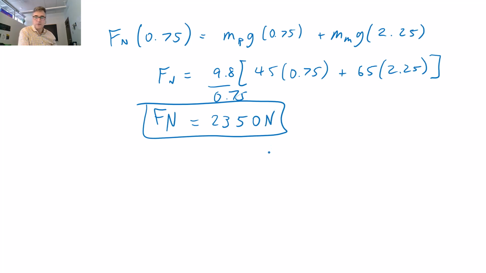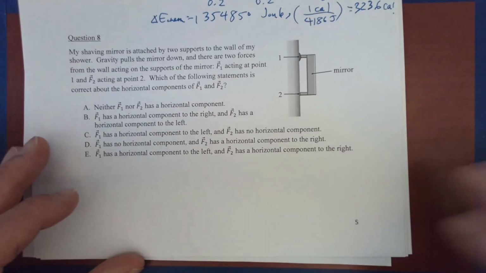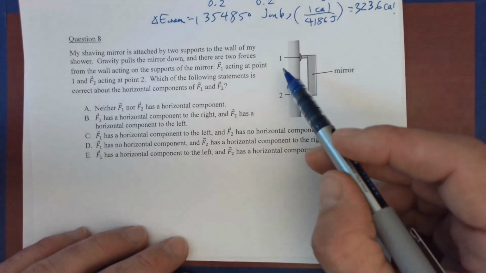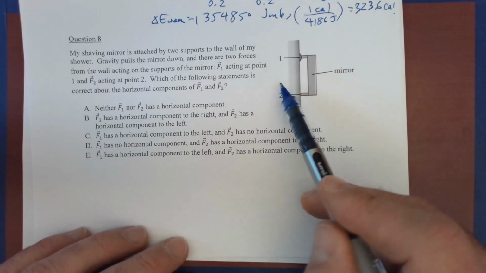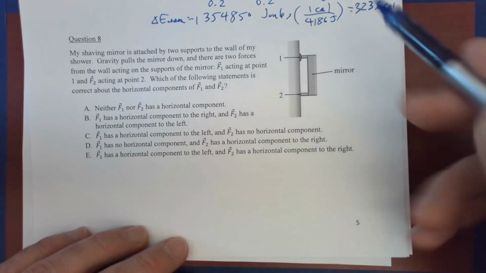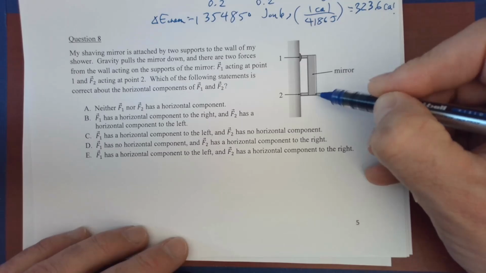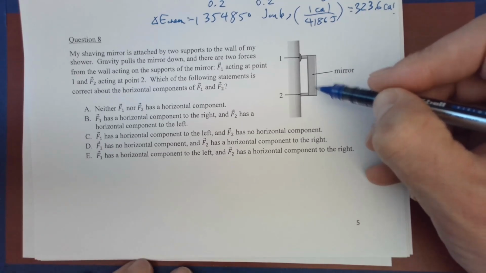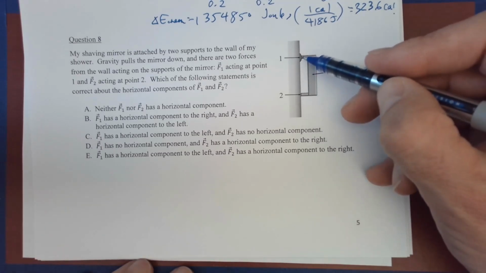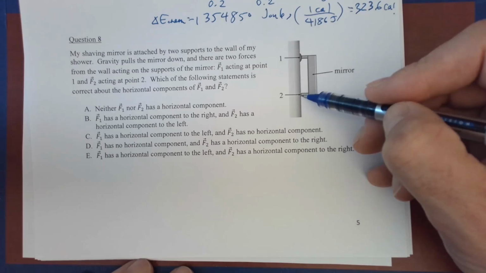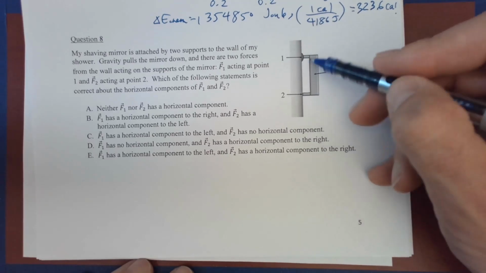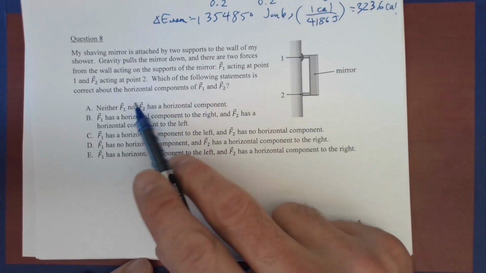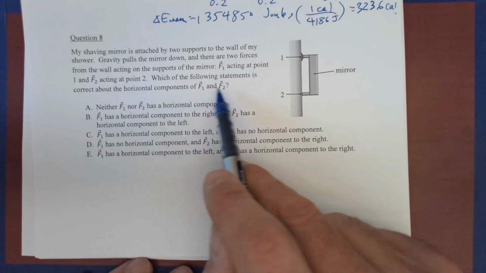Newtons, don't forget newtons. Question 8. My shaving mirror is attached by 2 supports to the wall of my shower. So gravity pulls the mirror down, and there are 2 forces from the wall acting on the supports of the mirror. F1 acts at point 1, and F2 acts at point 2. So these are the forces acting on the mirror from the wall. Which of the following statements is correct about the horizontal components of F1 and F2?